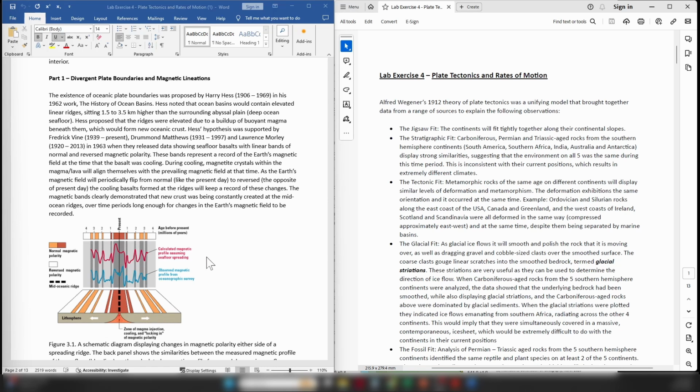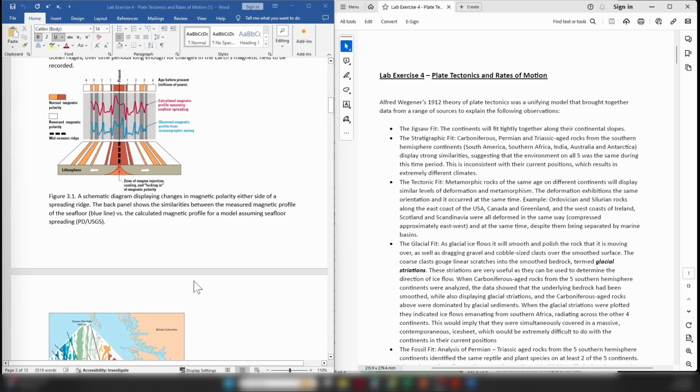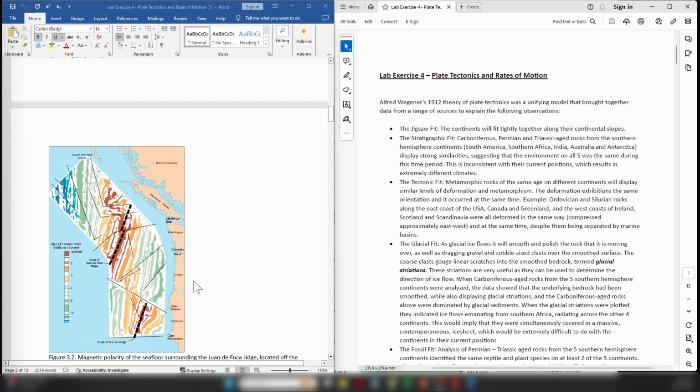And now what's also happened later on is that we've been able to go to these locations with drill ships, and we've been able to drill down into the ocean floor, and we've also been able to date the oceanic floor in these areas. And so when we date the oceanic floor in these areas, what do we see? Well, let's go to our next diagram.